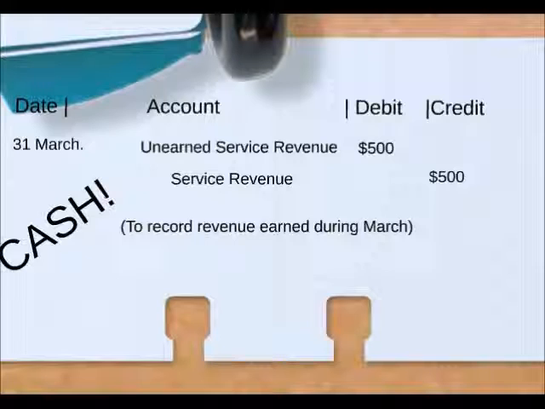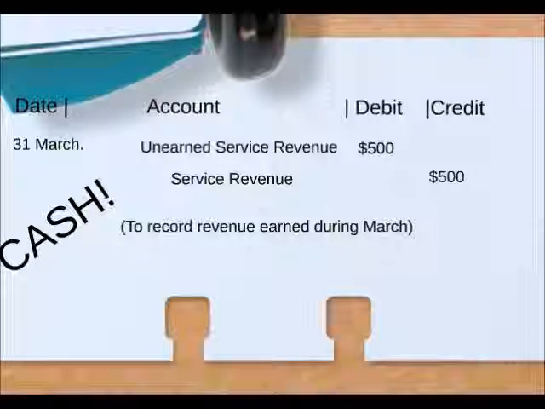The adjusting entry is as follows. The unearned service revenue decreases by $500 and it is debited. The service revenue increases by $500 and it is credited. This is because the service has been completed and revenue is earned.